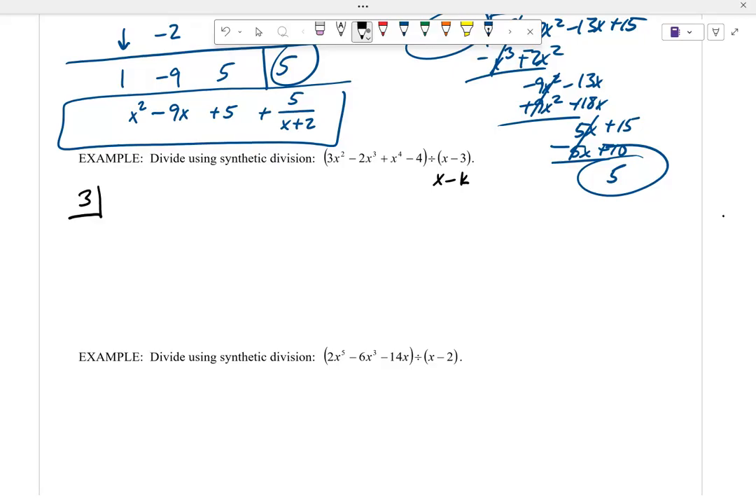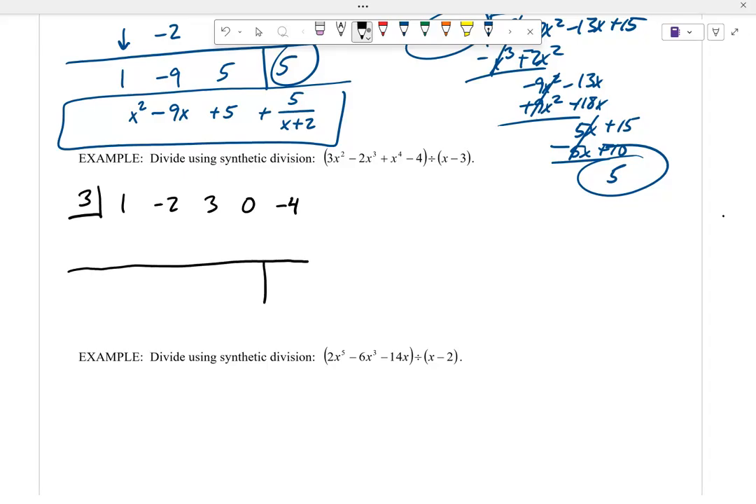Now I'm going to take the coefficients of my dividend. Now notice this is not in order. I got to make sure I put this in order. X to the 4th minus 2x cubed plus 3x squared. There's no x, 0x minus 4. So I got to put a placeholder in. So 1, negative 2, 3, 0, negative 4. Kind of making a mess of this. Let me erase this. Those are the coefficients in order of my dividend.